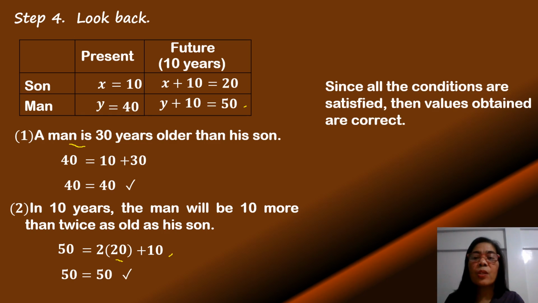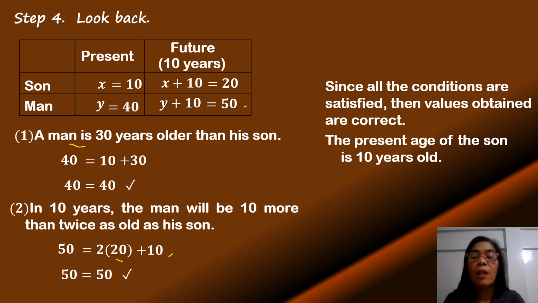So since all the conditions are satisfied, then the values that we obtained are correct. And take note, what is asked in the problem is just the present age of the son. And so therefore, the son is 10 years old.